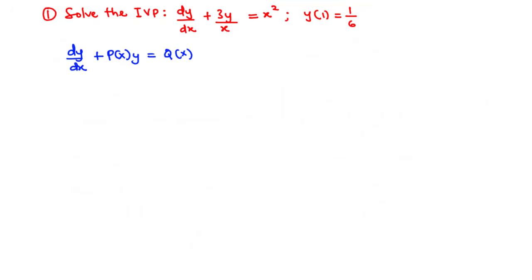So given any linear first order differential equation, the first thing we need to do is to represent the differential equation in this form, that is, dy/dx plus p of x times y equals q of x. And then we write down the expressions for p of x and q of x. So that is the first thing we need to do.